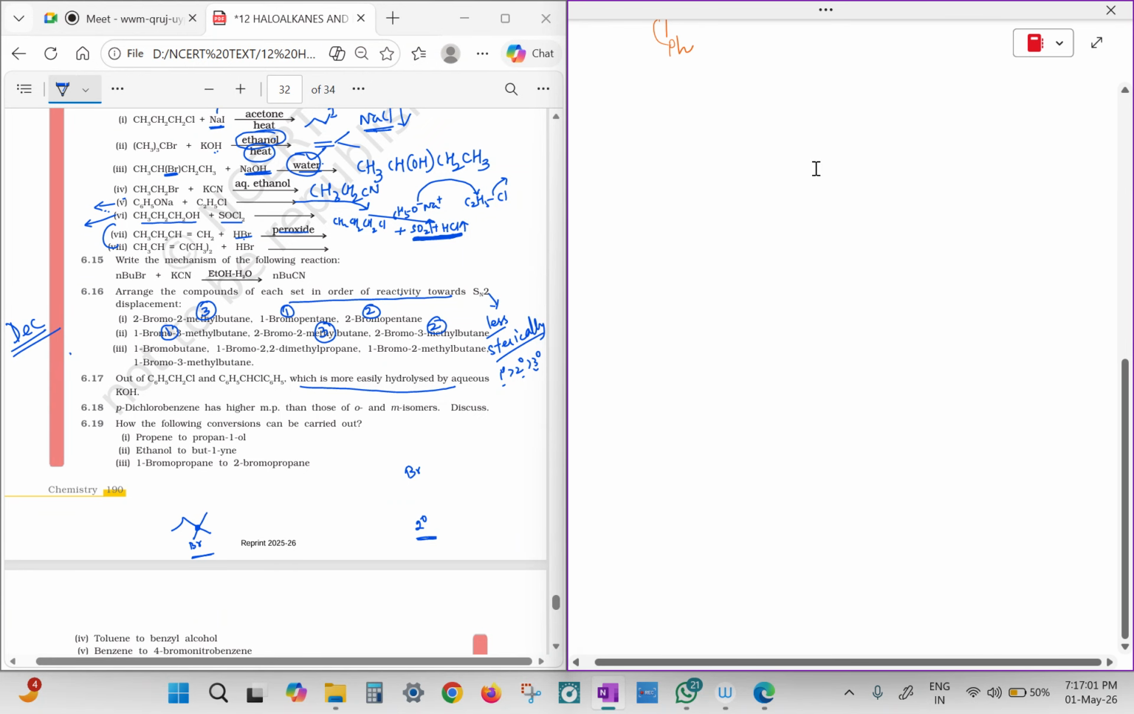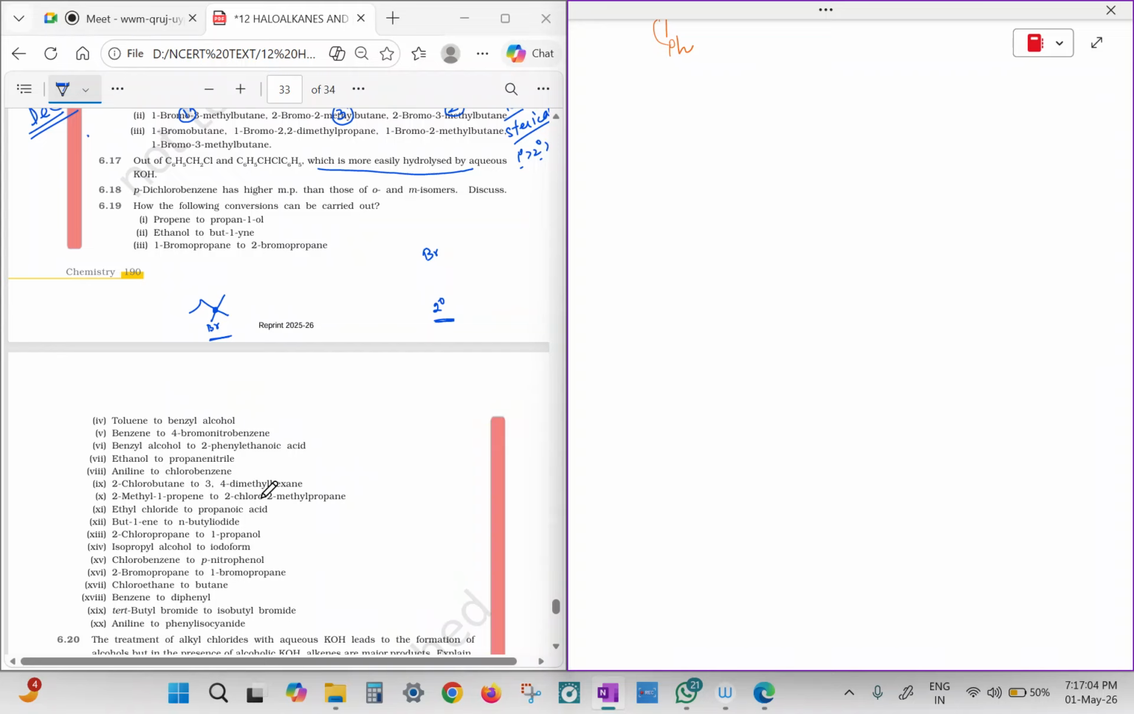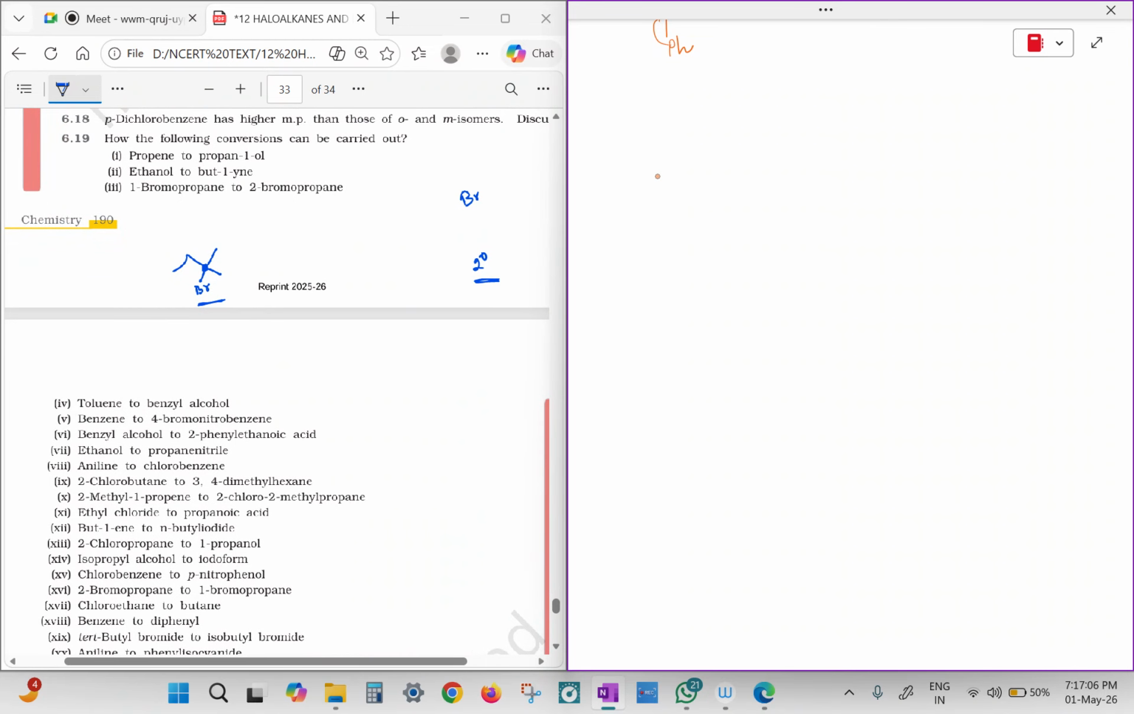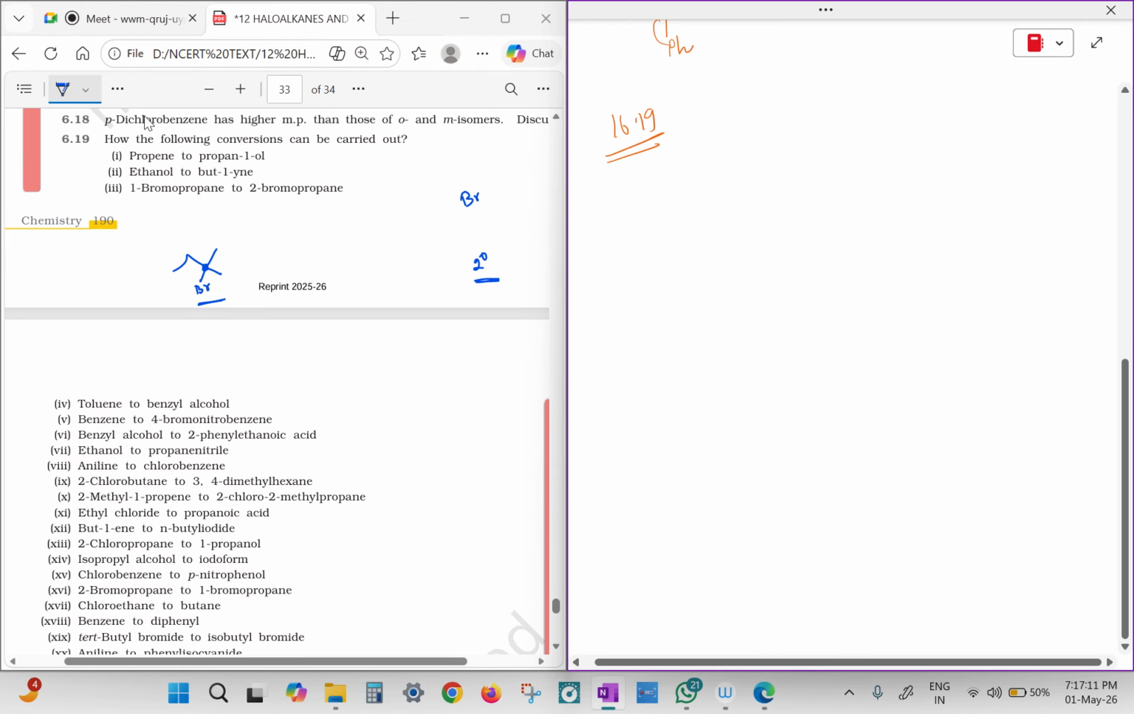Okay. So we'll go to the next one. The conversions we'll start doing quickly. The conversion is saying propene to propan-1-ol. 6.19. Parallelly, please start doing.